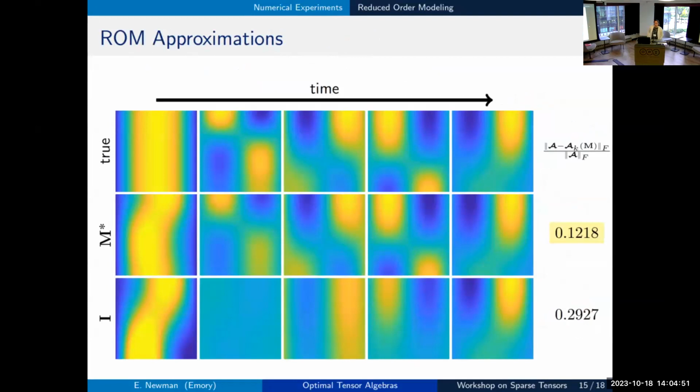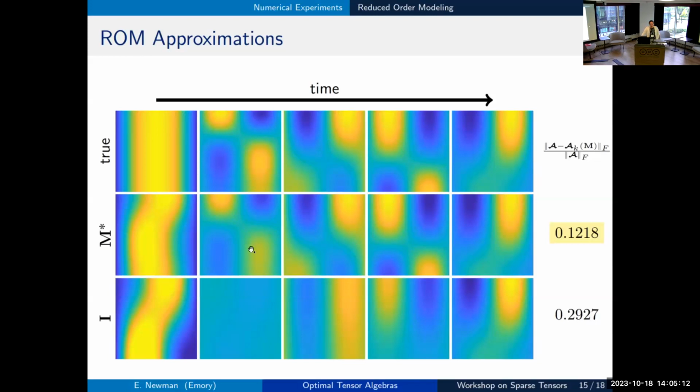So up top, you see the true solution at different time points for a particular wave speed. In the middle, again, you see ours and the global relative error to the right. And below, you see if we used an identity mapping. So didn't do anything to connect that third dimension. We see a much better performance by our learned M.